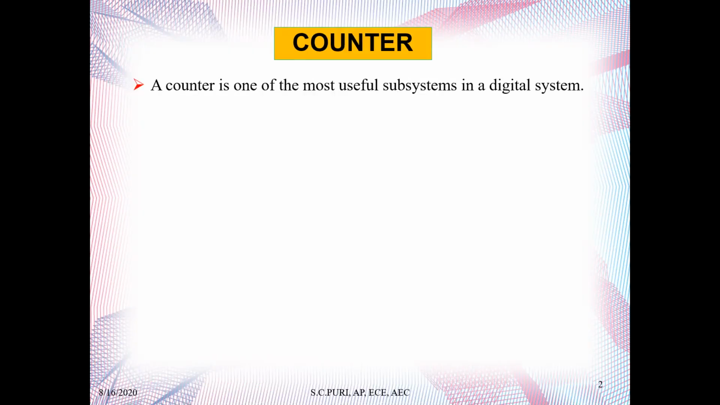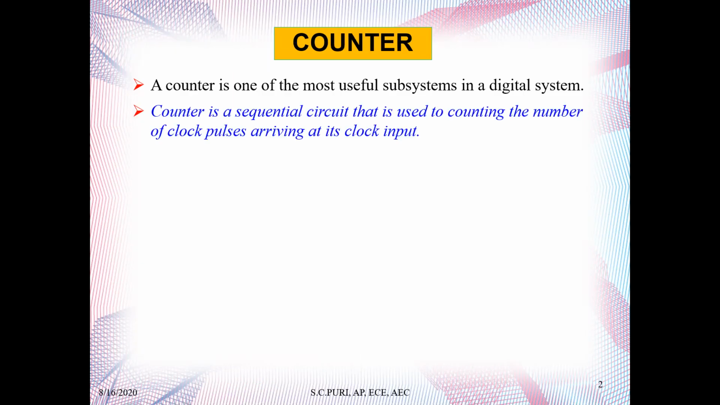Now what's a counter? A counter is one of the most useful subsystems in a digital system. A counter is a sequential circuit that is used for counting the number of clock pulses arriving at its clock input. So this is in essence; a counter is basically used to count the number of clock pulses.